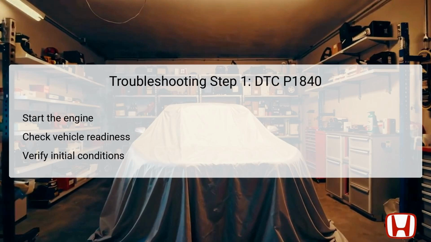The first troubleshooting step involves starting the engine to initiate the diagnostic process. This action ensures that all systems are operational and the TCM is active. It's imperative to verify that the vehicle is in the correct operating conditions, as specified in the diagnostic data. Monitoring the engine's state allows for the identification of any immediate issues that may affect the CVT speed sensor's performance.